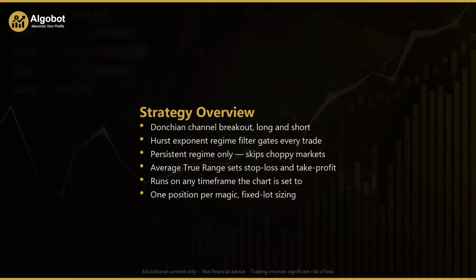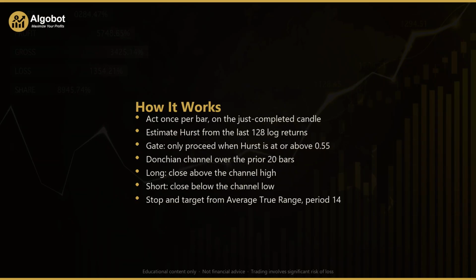Risk is handled with the average true range, which sets both the stop-loss distance and the take-profit distance so they adapt to current volatility. Because it runs on whatever time frame the chart is set to, it can be studied across many symbols and many time frames. It is best suited to traders who are curious about combining classical breakout logic with a statistical measure of market character. Remember, this is an educational walkthrough, not financial advice, and trading always involves the risk of loss. Let's walk through the logic step by step.